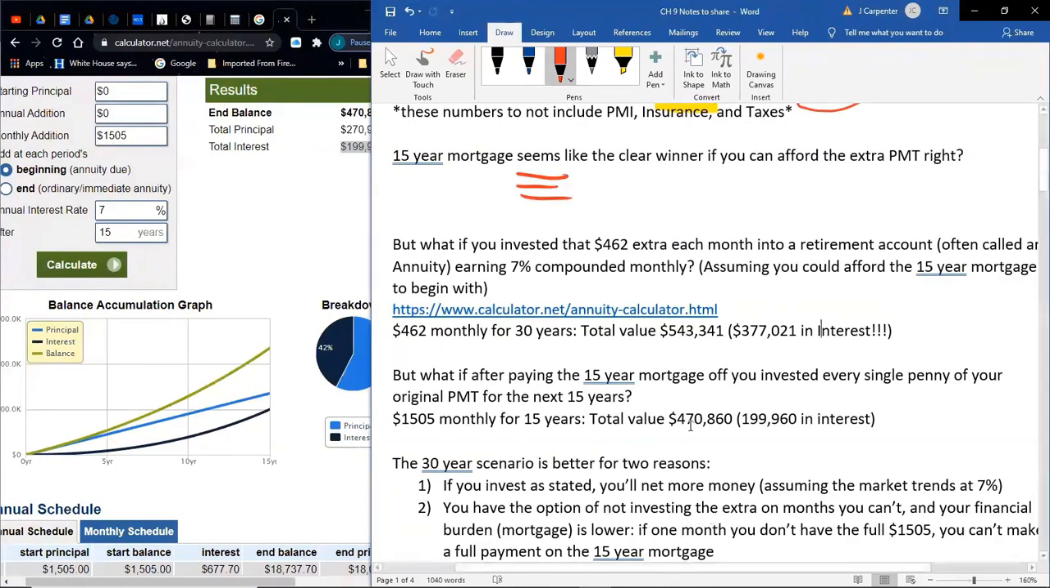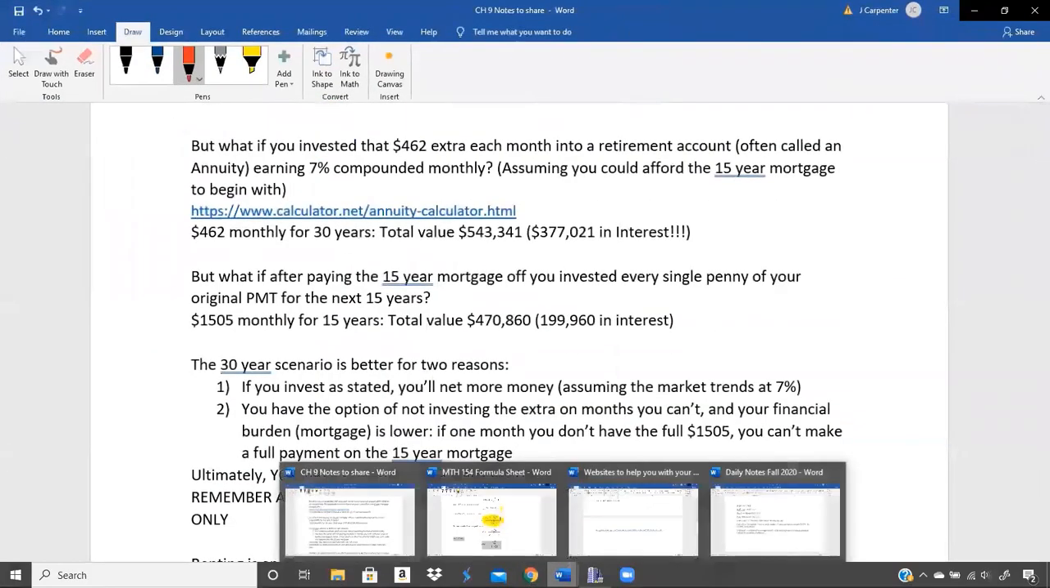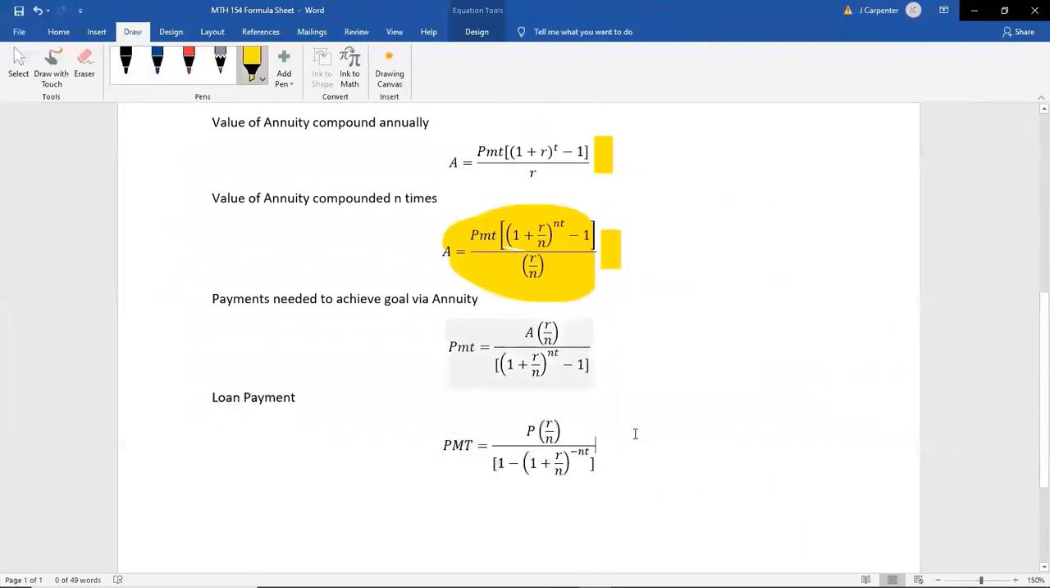All right, so just really, really quickly, because I have to show you at least once, let's copy paste that formula over here.